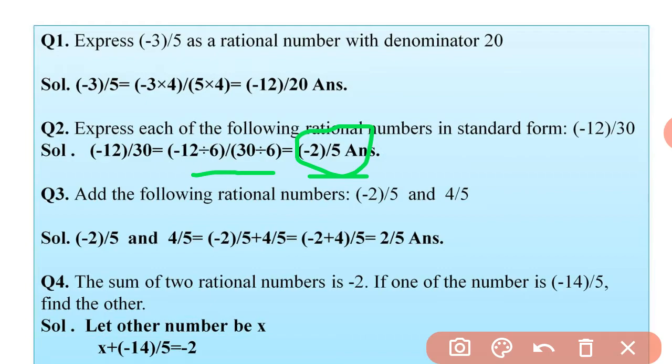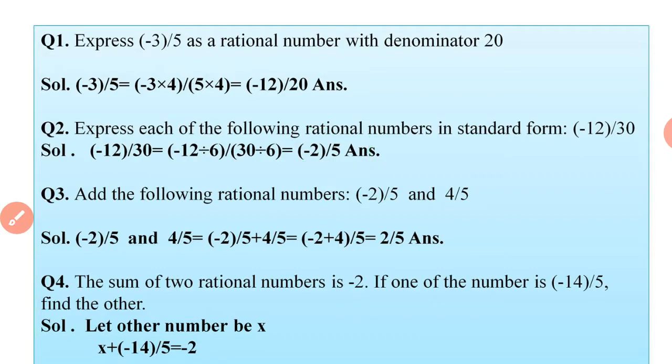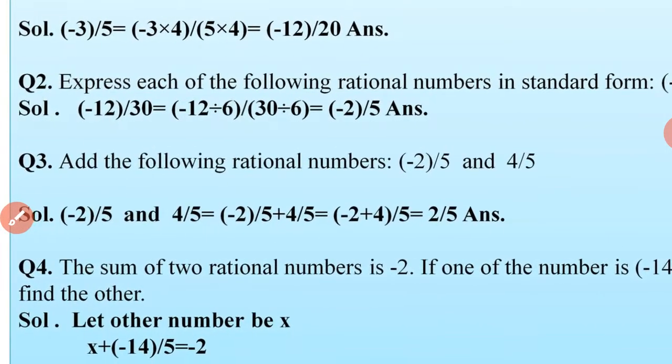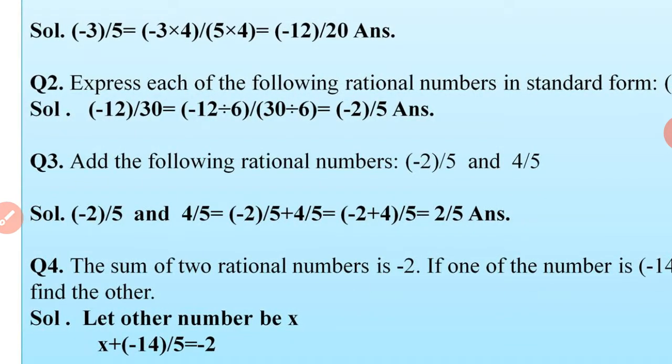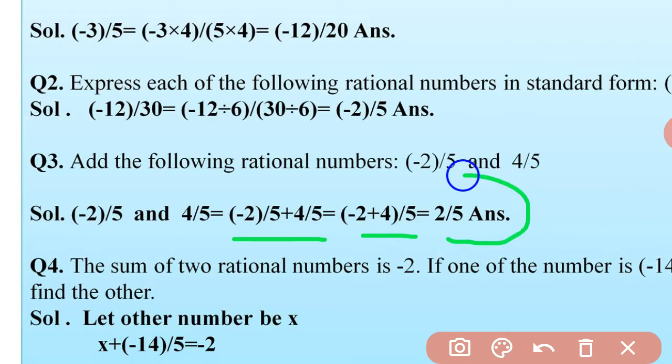Now after this, see question number 3. Add the following rational numbers. So for adding these rational numbers, minus 2 upon 5 and 4 upon 5, the LCM will be taken. 5 will be the LCM here and we can solve it. So it will become minus 2 plus 4 upon 5, so it will be 2 upon 5. Minus 2 plus 4 will be 2, so 2 upon 5 will be the answer.